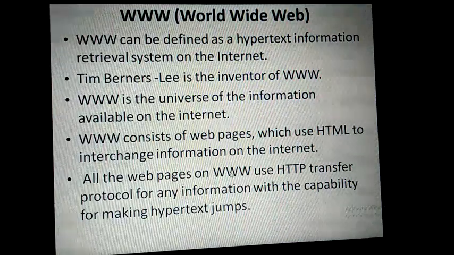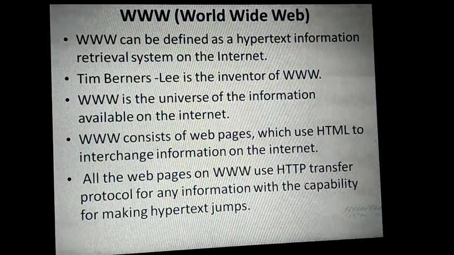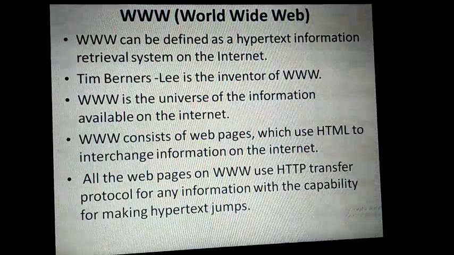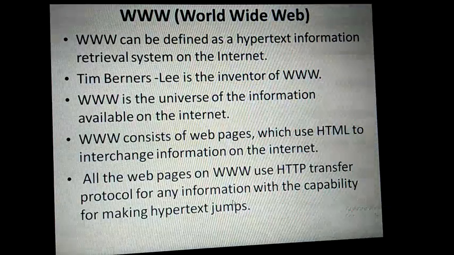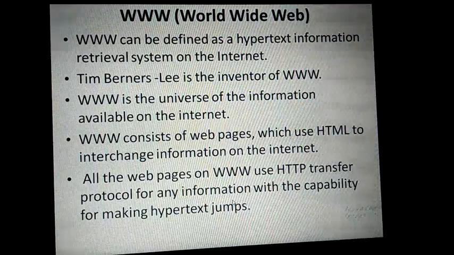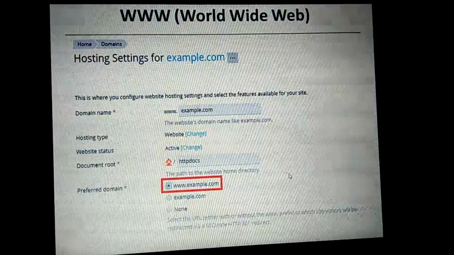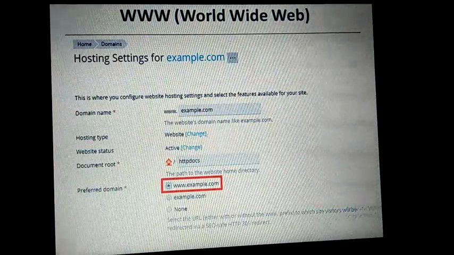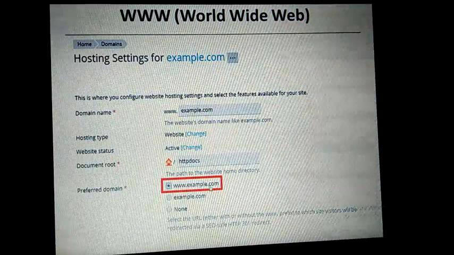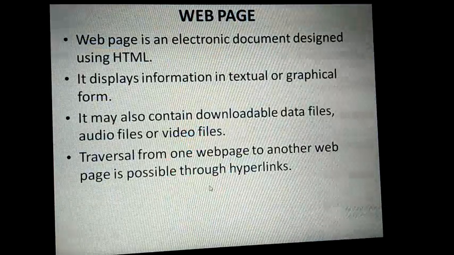All the web pages on the www use HTTP. So all the web pages which are used in this www will use the hypertext transfer protocol for any information, with the capability for making hypertext jumps. If you want to retrieve any kind of information or want to move from one page to another page, you need to use this HTTP transfer protocol only to access the web contents. This is an example for World Wide Web: www.example.com is one of the website names. Like this you can have a lot of websites in order to access the content.